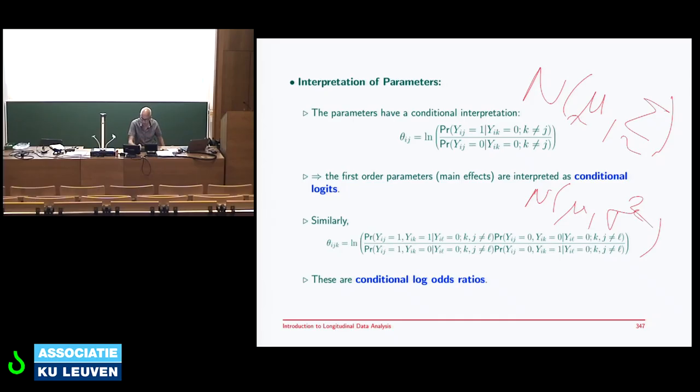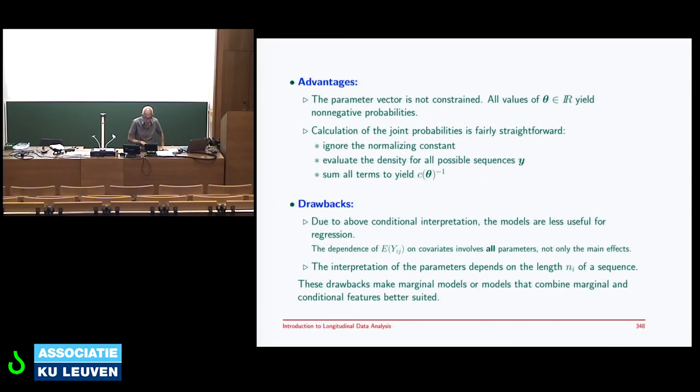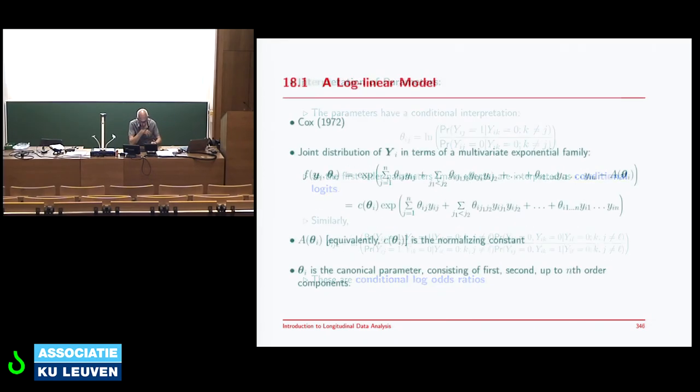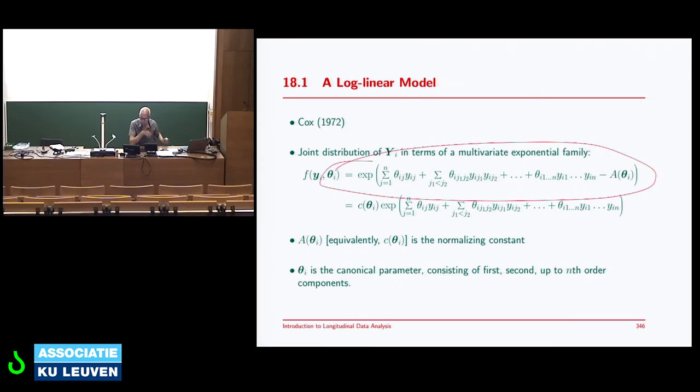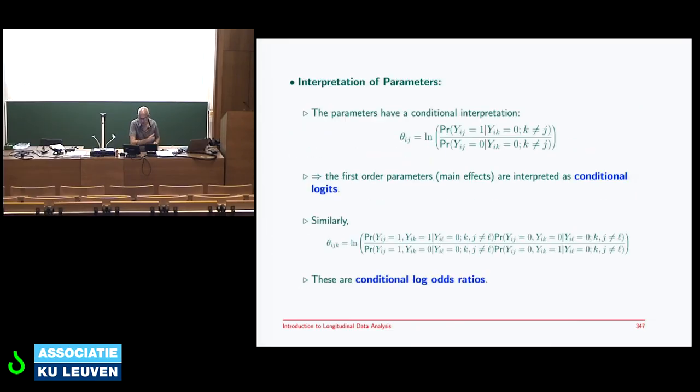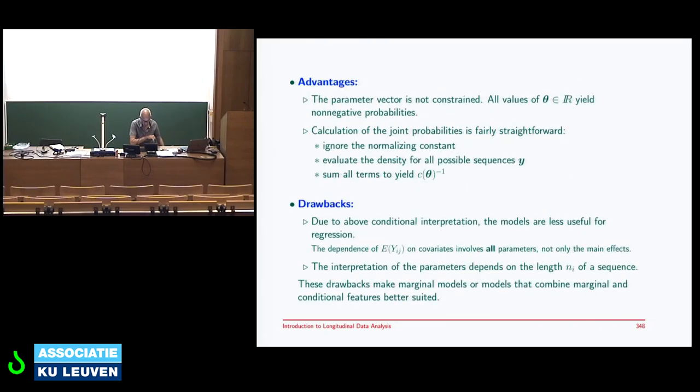So it's not unnatural for it to happen, but the advantage of the model we are considering now is that this is not the case. Calculating the probabilities is not very difficult. You just evaluate this function in every possible combination of the y's, zeros and ones, and there are many, and then you divide by their sum, you get a normalizing constant, and you're fine.